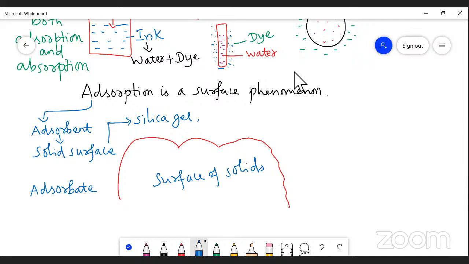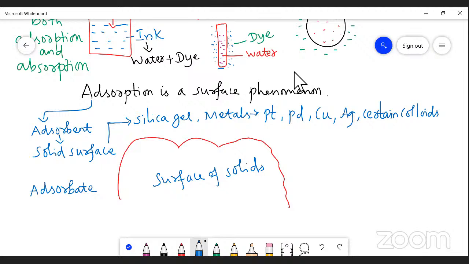If I take silica gel, and metals like platinum, palladium, copper, and also silver, and certain colloids, they will also have the tendency to act as an adsorbent. So adsorbent means what? It is nothing but a solid surface. What are the solid surfaces? We may have silica gel, and you can take metals like platinum, palladium, copper, silver, and certain colloids also as examples for the adsorbent.